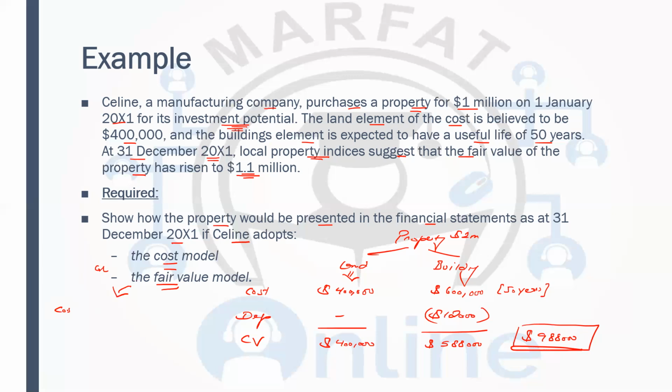So what is the cost? The cost is 1 million. The fair value now is 1.1 million. The difference between these two is the gain, which is 0.1 million, which should be recorded in the profit or loss. So the double entry would be debit investment property by 0.1 million. You're going to increase it, and credit profit or loss, which is the gain recorded at 0.1 million in the profit or loss.